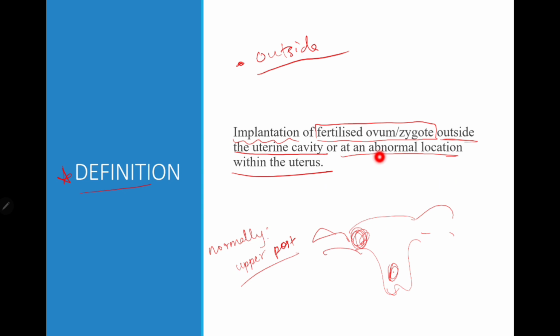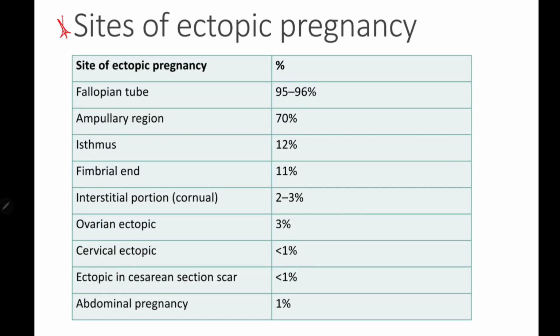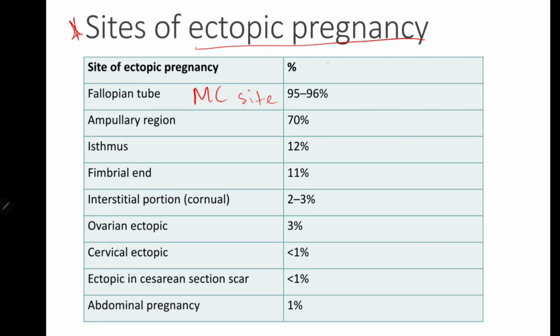Implantation of fertilized ovum or zygote outside the uterine cavity or at an abnormal location within the uterus is known as ectopic pregnancy. Now, let's look at the sites of ectopic pregnancy. In the fallopian tube is the most common site, MCQ. Among the fallopian tube, there are many parts of the fallopian tube, right?